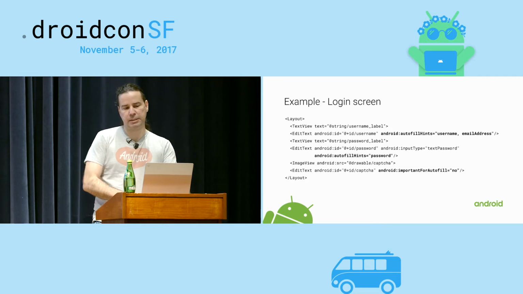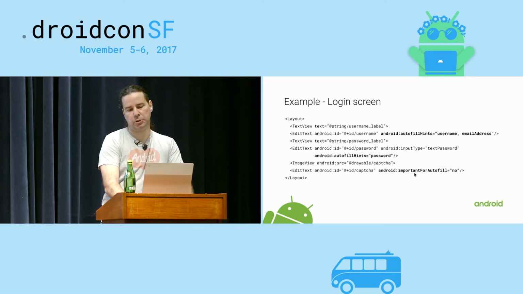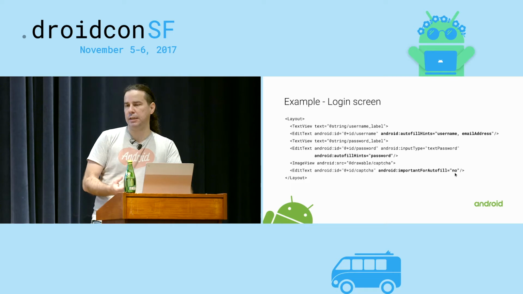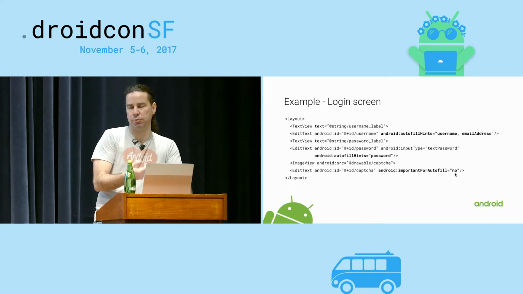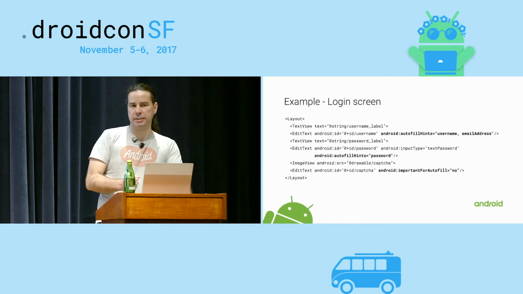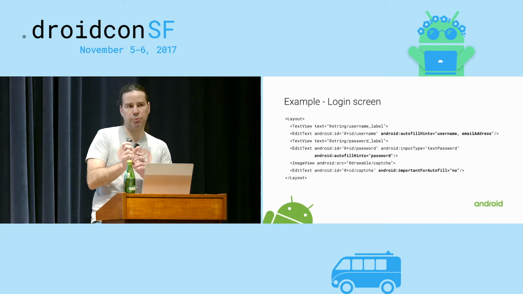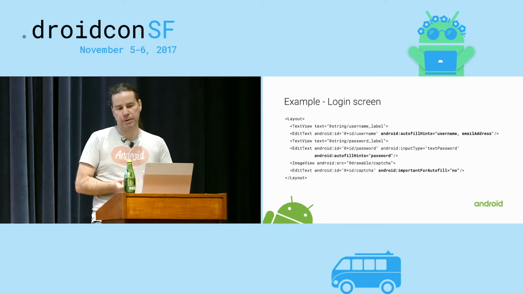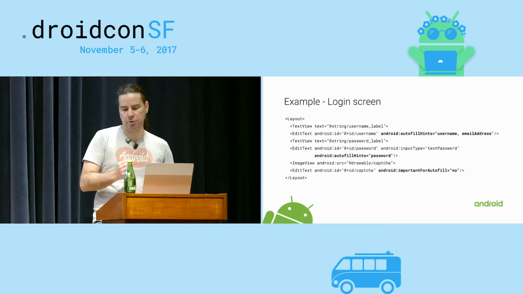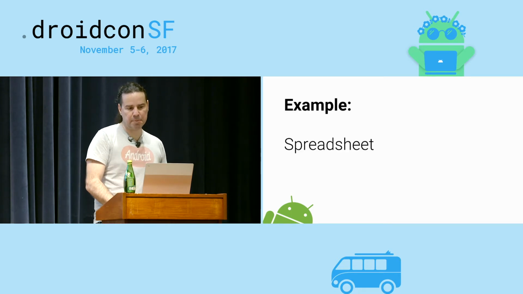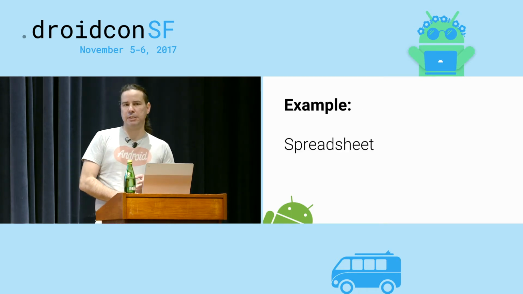Finally, for the CAPTCHA, I say, hey, this is not important for autofill, so I mark importantForAutofill equals no. In that case, the service doesn't even know there is a CAPTCHA field, and it's not going to send incorrect data to fill that view. Also, since the Android system doesn't send the data to the service at all when the view is not important for autofill, that also improves performance, because now there is one less event, one less object that is created. This might sound like a small performance improvement, but remember, we're running on a mobile device and every little optimization counts.